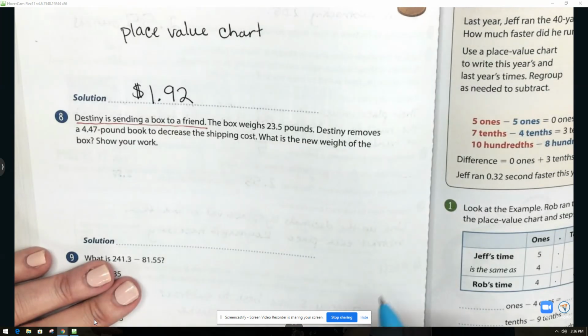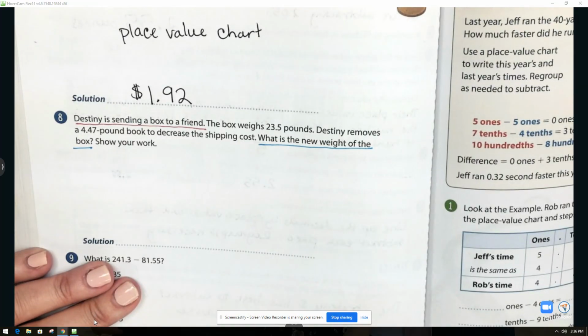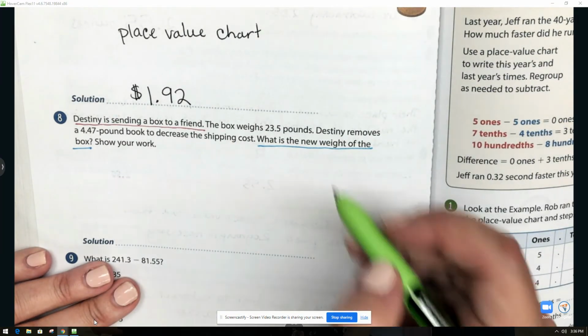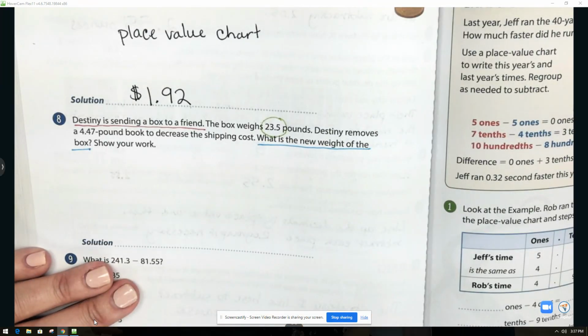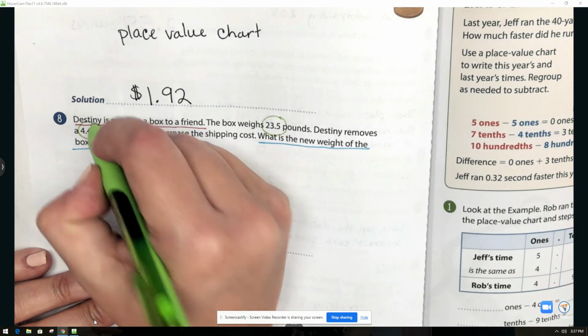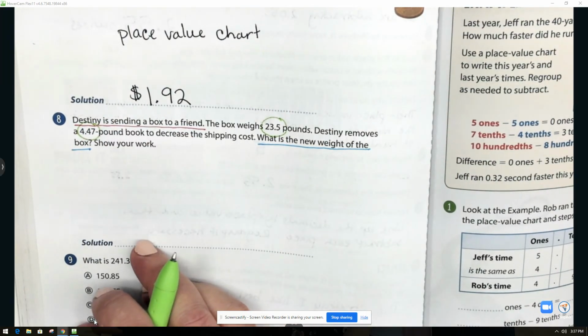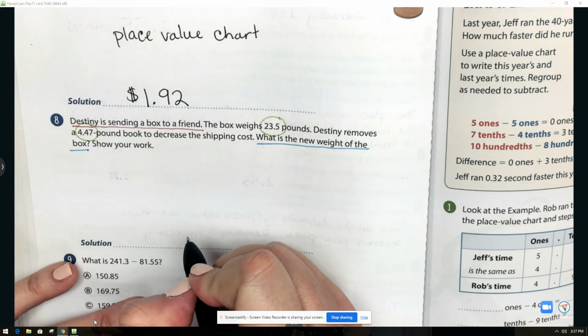What we're trying to find out is what is the new weight of the box after she removes one of those books. The important information is that the box right now weighs 23.5 pounds, and then she takes out a book that weighs 4 47/100 pounds. So that's all the information we need to solve this problem.